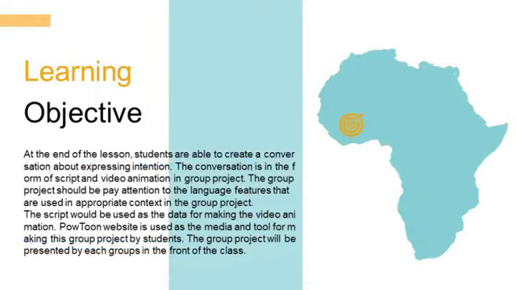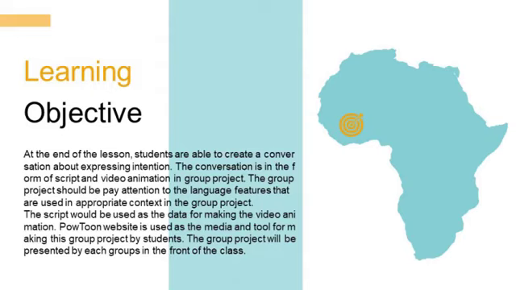The learning objective for this lesson is, at the end of this lesson, students are able to create a conversation about expressing intention. The conversation is in the form of script and video animation in a group project. The group project should pay attention to the language features that are used in appropriate context. The script would be used as the data for making the video animation.